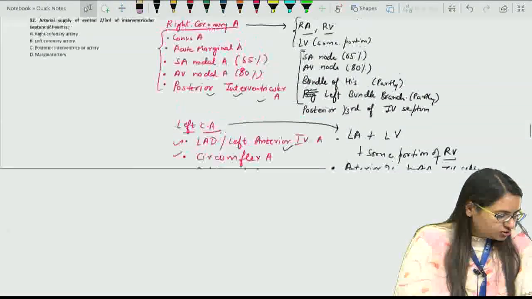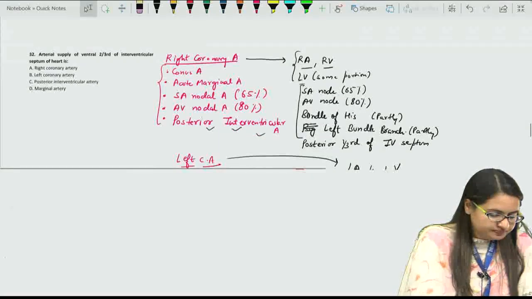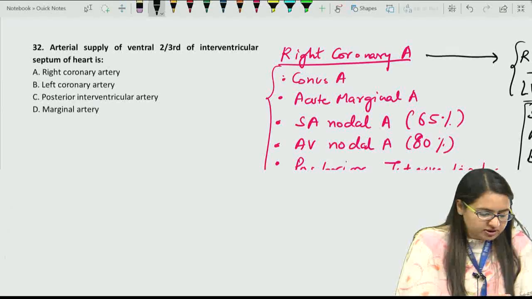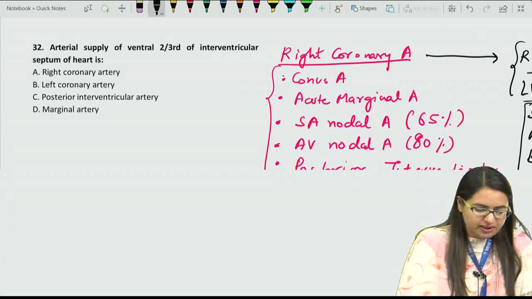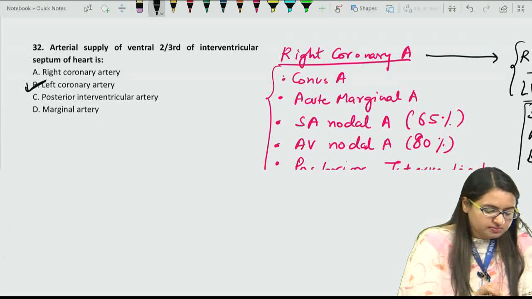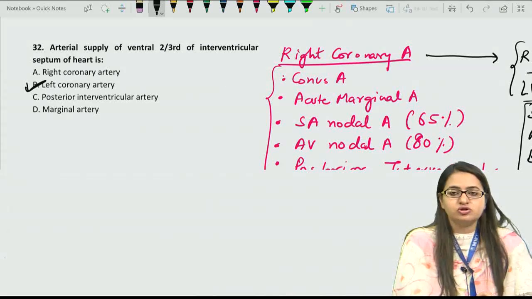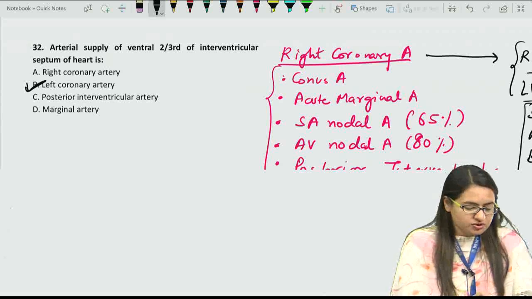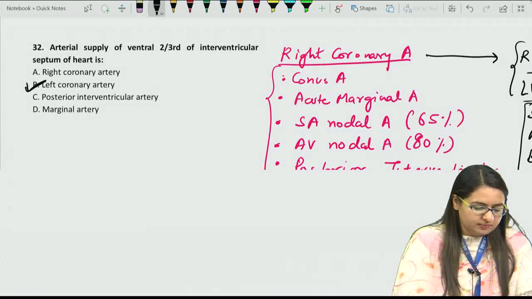Now if we come back to the question, it says: the arterial supply of the ventral 2/3 part of the interventricular septum will be supplied by. The answer for this question is B, left coronary artery, because this portion of the interventricular septum will be supplied by the anterior interventricular artery, which is a branch of the left coronary artery.